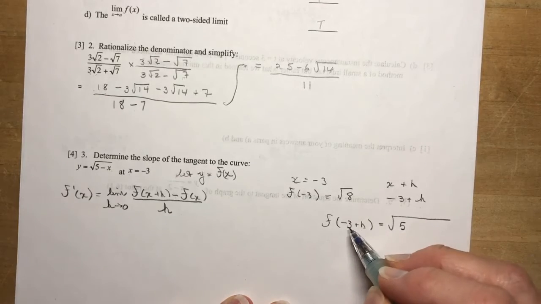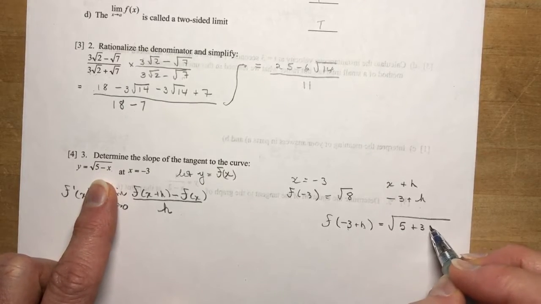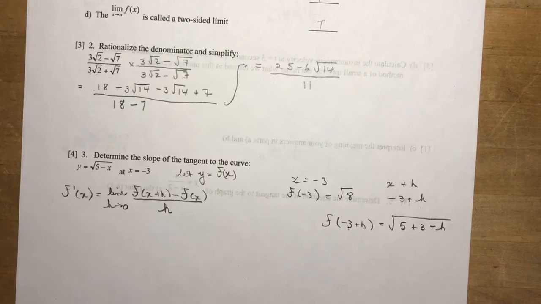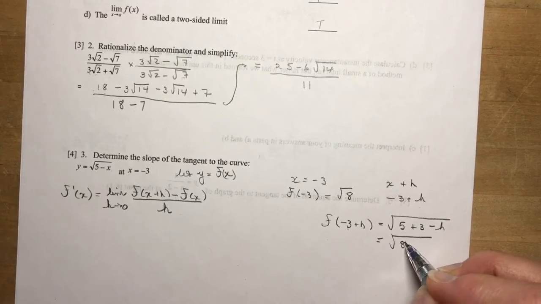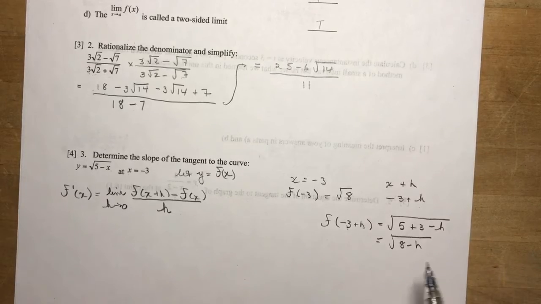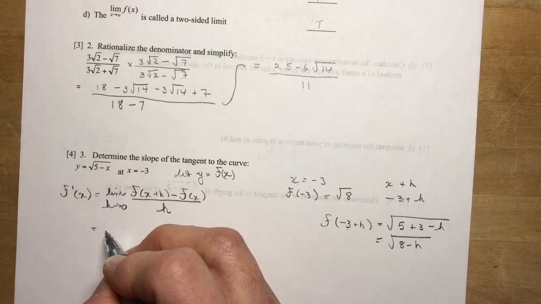Now you're plugging in this, so it's minus it. So that's going to be plus 3 and minus h. Excuse me. So that's going to give me the square root of 8 minus h. Okay, so I have these, and now I can just kind of plug them in over here.